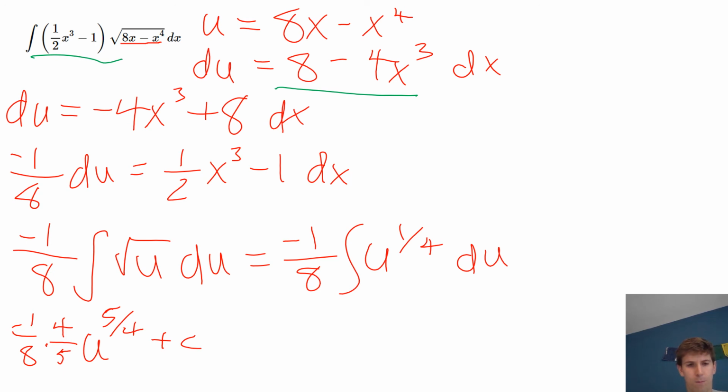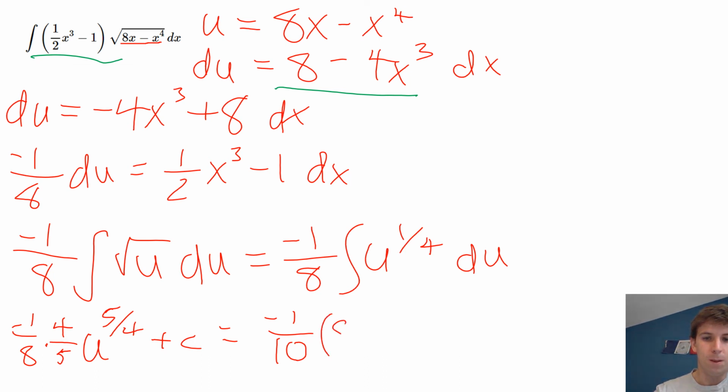So just dealing with that fraction out front, that'll be negative 1/10. And then plug back in for u. I'll have 8x minus x to the 4th, and all that's going to be raised to that 5/4 power plus c.